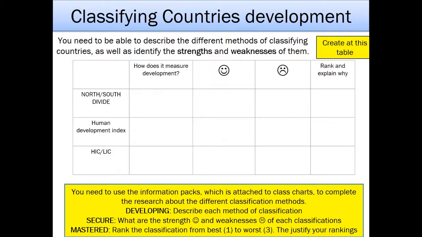Okay, once you've done this, can you take a picture of your work ready to upload to ClassCharts? So just pause the video now, head over to ClassCharts and open up the resource pack so you can complete this task. So pause the video now.